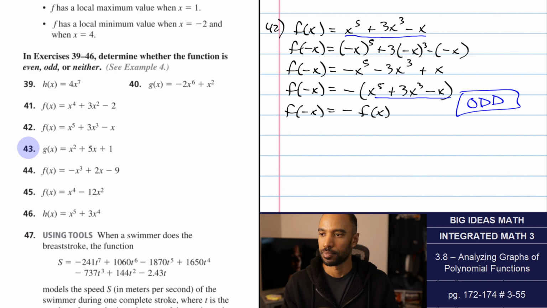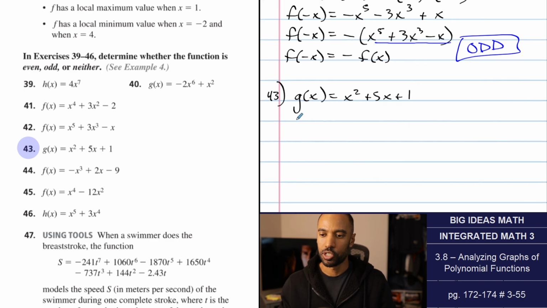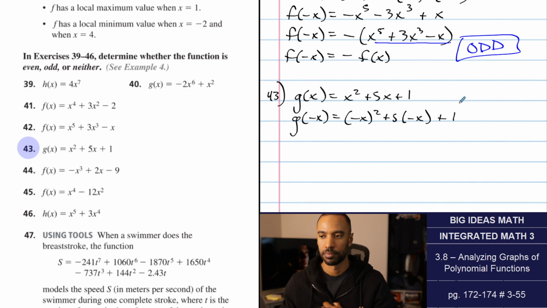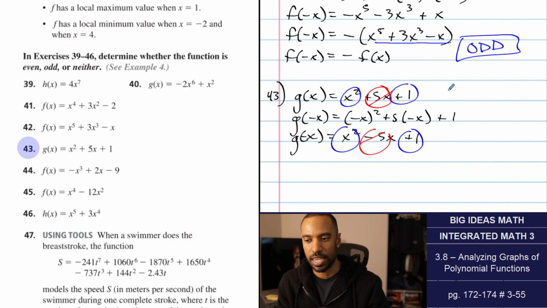Number 43. Number 43, we have g of x equals x squared plus 5x plus 1. When I substitute negative x into here, I get negative x squared plus 5 times negative x plus 1. And, whoopsie, the opposite of negative x squared is x squared. The opposite of 5 times negative x is negative 5x, and then plus 1. You'll notice these stayed the same, and these stayed the same, but these did not. If only one part changes, then that means it can't be even.